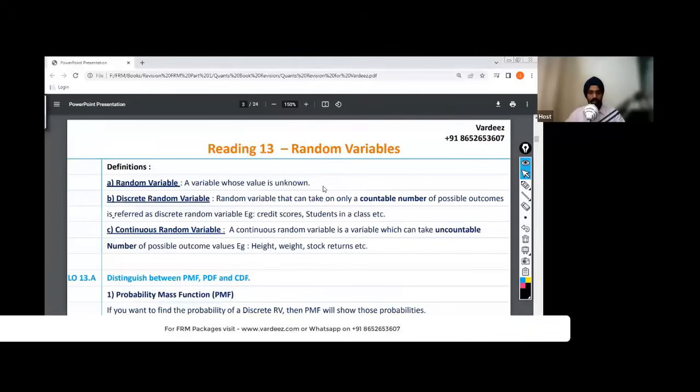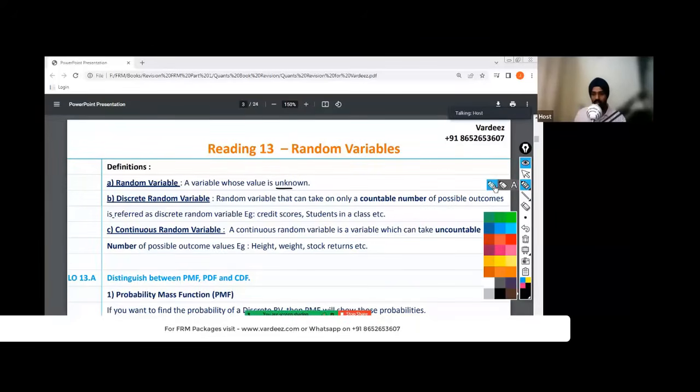All right, moving on to reading number 13, and that is a random variable. So random variable, let's look at the definitions first. A random variable is a variable whose value is unknown to us. So something we don't know, that is our random variable. What about the discrete random variable? There are two types, discrete and continuous. A random variable that can only take a countable number of possible outcomes is referred to as a discrete random variable.